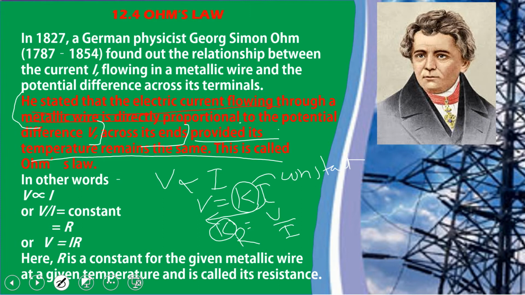While stating Ohm's law, it is very important for the exams. That is, state Ohm's law and give its mathematical formula. You have to write up to here. That is called its resistance. So V is equal to IR. No need to write this, you have to write this only. In other words, V is directly proportional to I. So V upon I is equal to a constant, which is equal to R. So V is equal to IR. Here R is a constant for a given metallic wire at the given temperature, and is called its resistance. Sure, friends? I hope you understand it well.